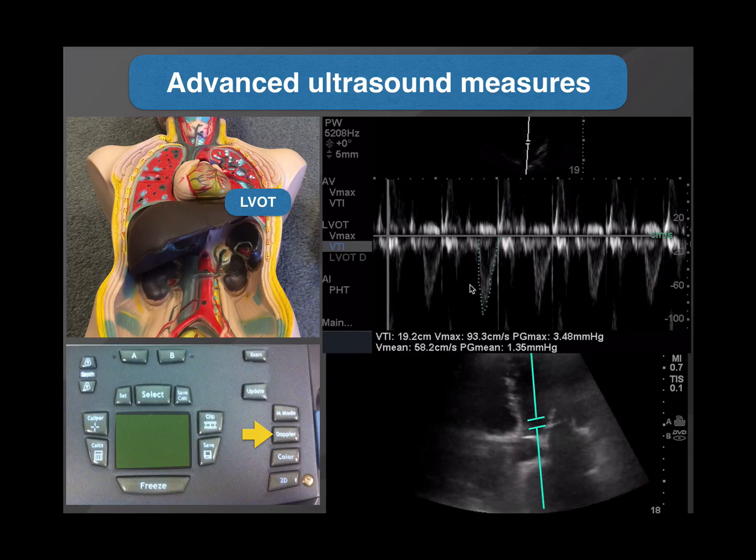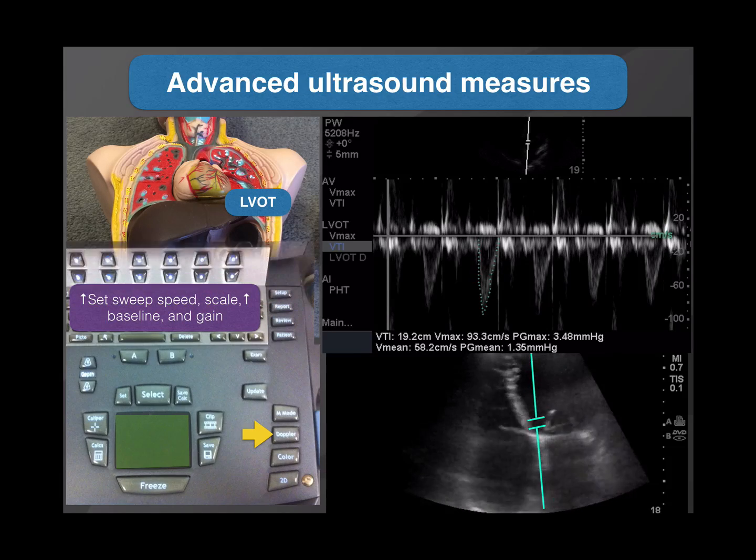Notice that they're actually negatively deflected because the flow is going away from the probe. And you also want to optimize the image by adjusting the sweep speed so that you can capture one respiratory cycle. You'll want to increase the scale right here. Notice that this is 100 centimeters per second so that the waveforms are large and you can appreciate any differences.